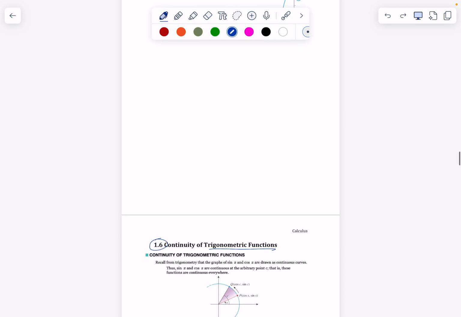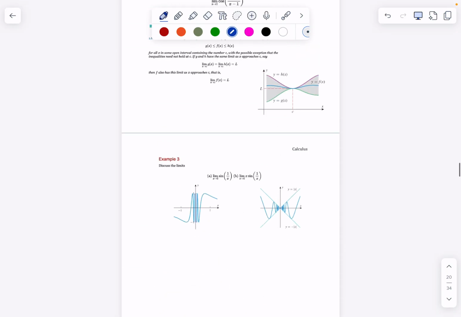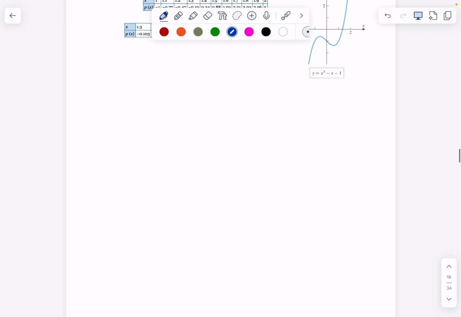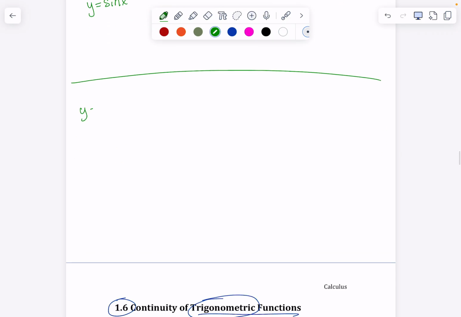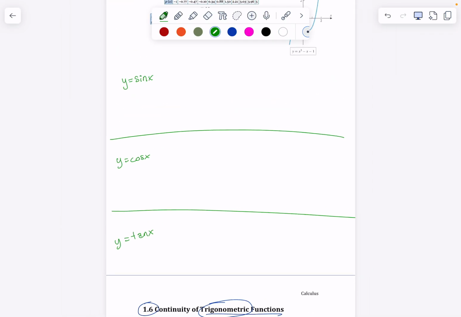So trigonometric functions, the main trig functions that we're going to talk about are sine and cosine. Yeah, that's it, okay? So here we go. y equals sine of x, put a little spot there. y equals cosine of x, put a little spot there. And y equals tangent of x. We're going to graph those three functions on this page.